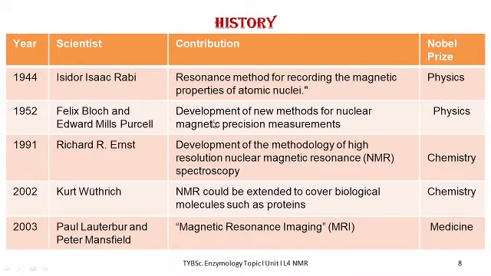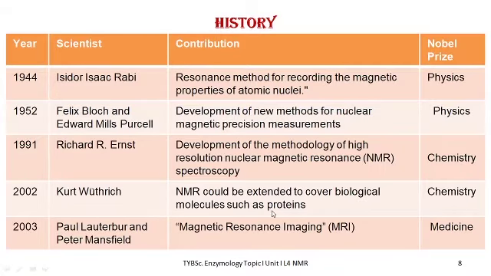Bloch and Purcell developed newer methods for nuclear magnetic precision measurements. They also were awarded a Nobel Prize in Physics in the year 1952. Ernst developed the methodology for high resolution nuclear magnetic resonance, which gave us a better insight into the structure of the various compounds. And he also was awarded a Nobel Prize in Chemistry in 1991.